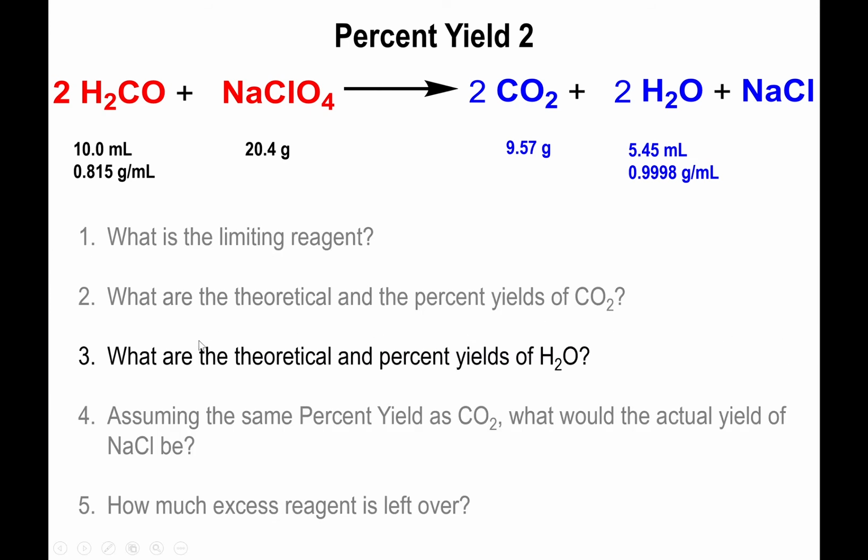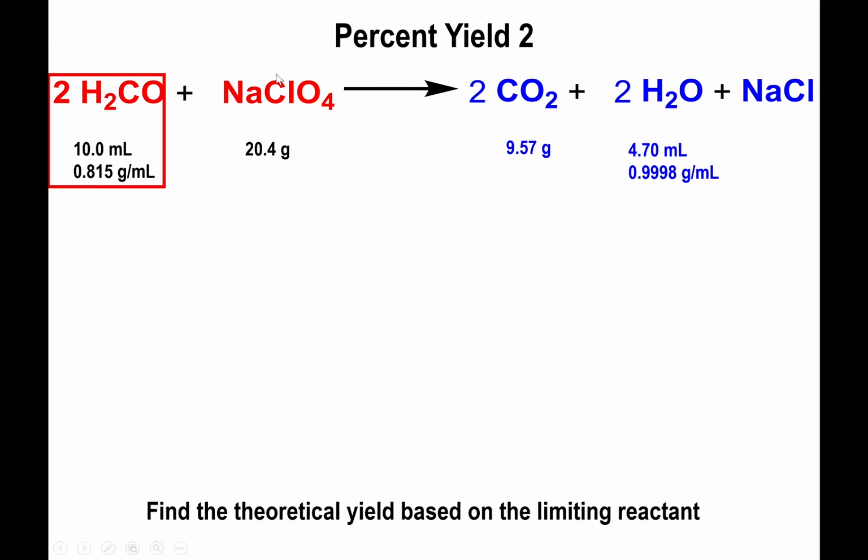Okay, let's do one more, and that will probably be the end of this video. We'll find out the theoretical and percent yields of water. Since we know the identity of the limiting reactant, we don't need to redo this from scratch. We can simply start with the limiting reactant itself, H2CO. We don't need to consider sodium perchlorate anymore.